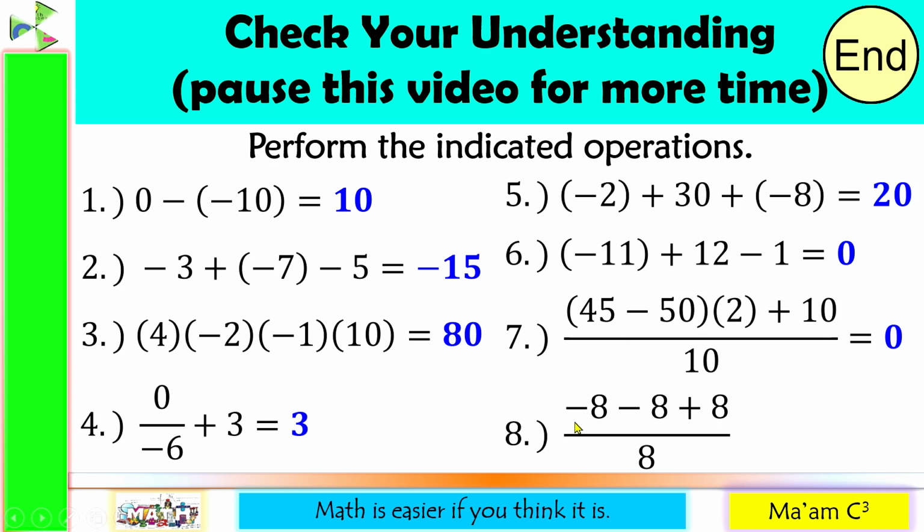Number 8, -8 minus 8 plus 8 all over 8. -8 minus 8 is -16. -16 plus 8 is -8. So -8 divided by 8 is equal to -1.